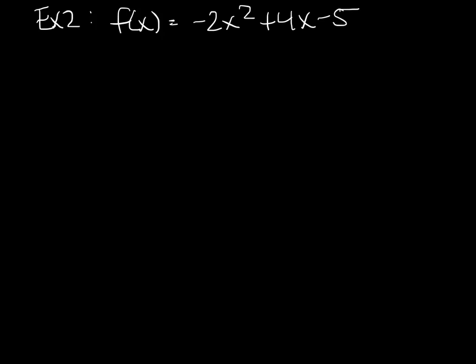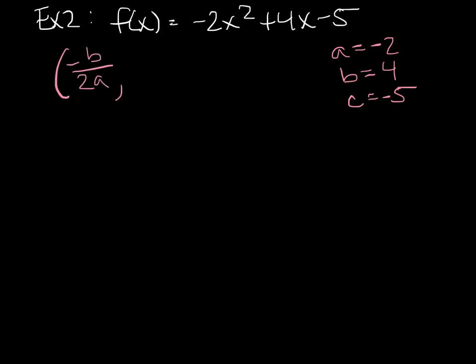Alright, let's do another one. Let's say we'll work in the same form. So let's say I had f of x equals negative 2x squared plus 4x minus 5. So again, let's label our a, b, and c. My a is going to be negative 2. My b is going to be 4. My c, which we don't really need, is going to be negative 5. So again, to find the vertex, it's negative b over 2a, and then my y value is f of that.